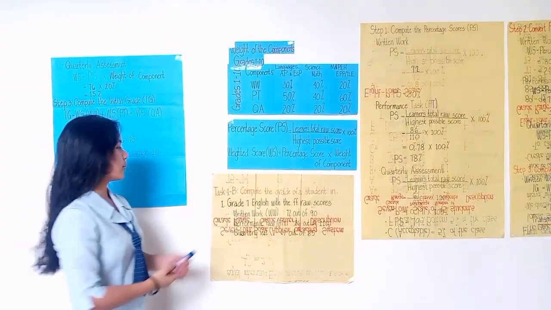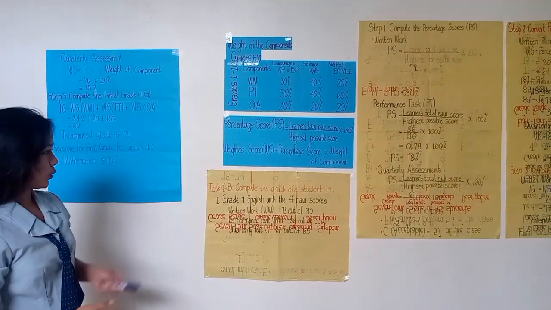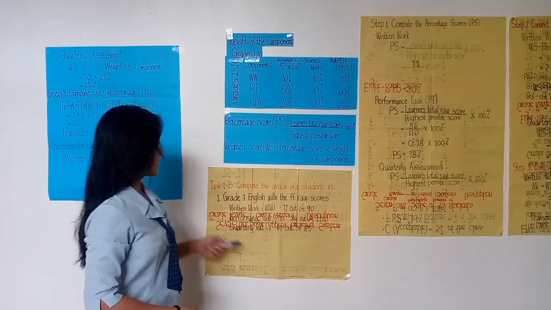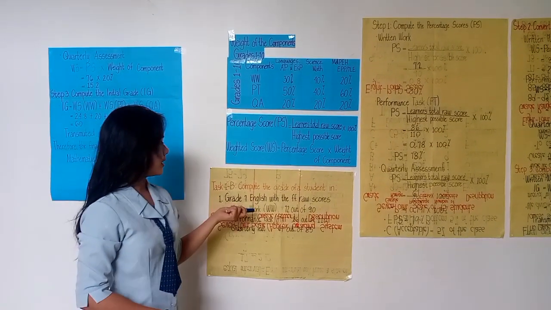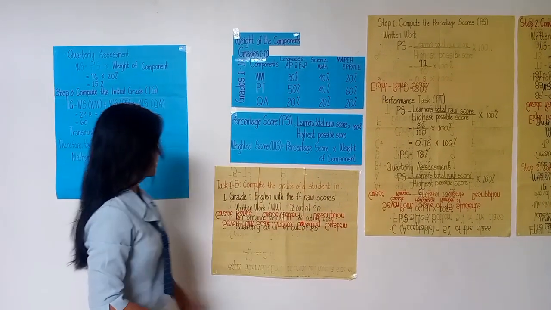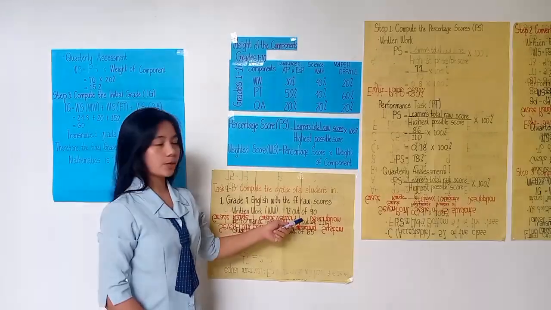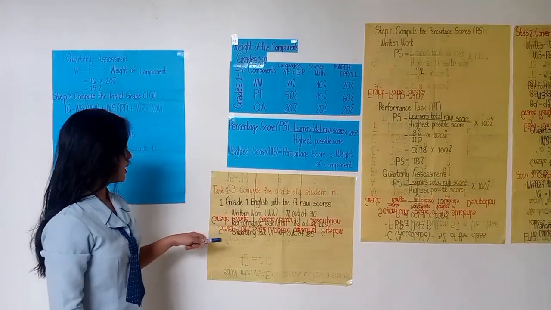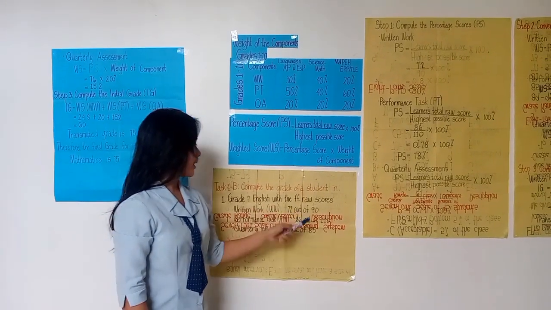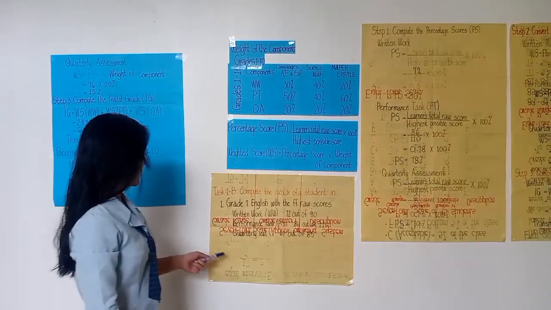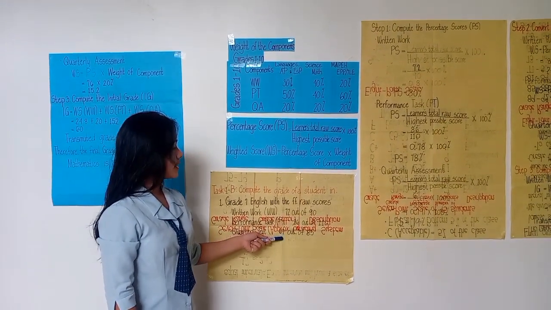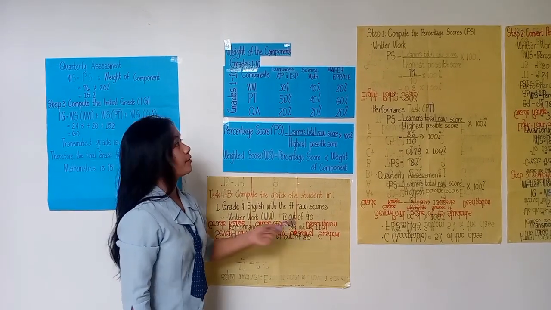So for Task 1B, we're going to compute the grade of a student in Grade 7 English with the following raw scores. First is written work, 72 out of 90, and then performance task, 86 out of 110, and then quarterly test, 67 out of 85.